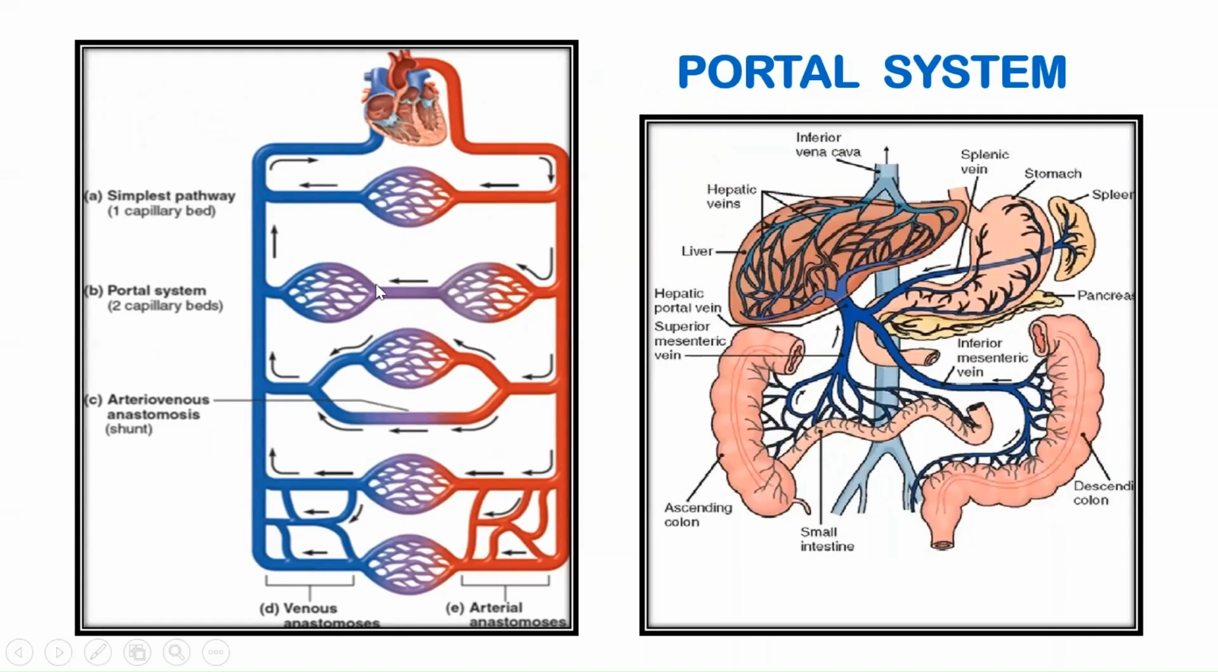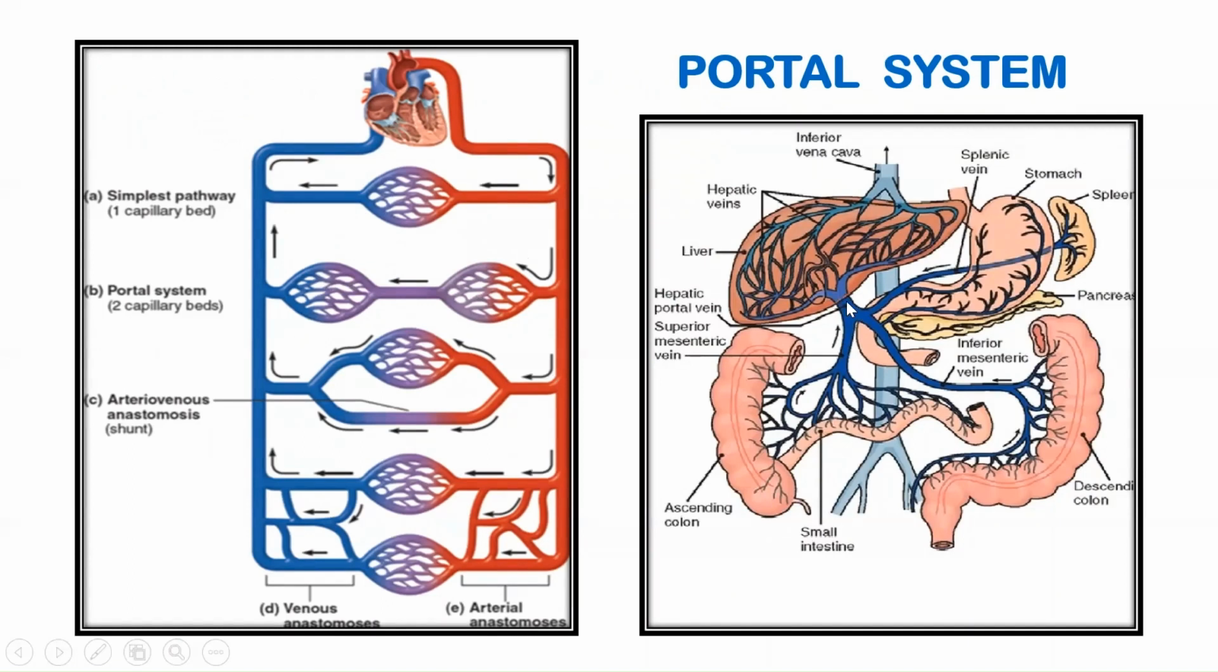In the case of the portal system, there are 2 sets of capillaries. The blood will flow from one set of capillaries. The capillaries will rejoin to form a vein, which will again divide into a set of capillaries, which will then enter the systemic circulation by forming another set of veins. So we have a vein which starts from capillaries and ends in capillaries. So this is the portal vein. This portal vein connects 2 capillary beds.